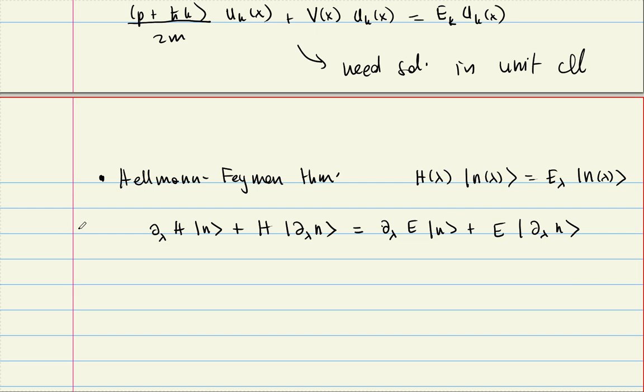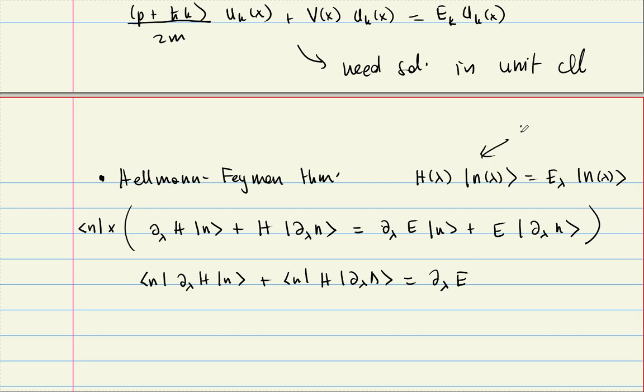Now I'm going to multiply the entire thing with the bra. And this is going to be n del lambda H n plus n H del lambda n is equal to, so this is just a number, right? This n is just going to commute with the number, and you are just going to have this del lambda E, and we are saying these are normalized. And the second piece, okay, this one is also a number, it will commute, and this is going to be E times n del lambda n.